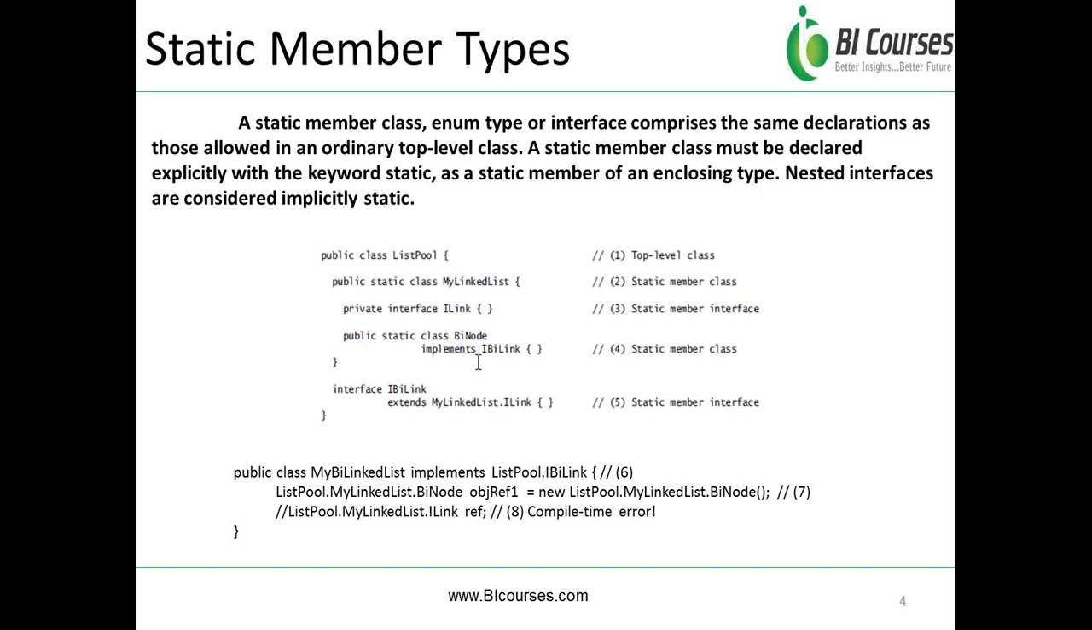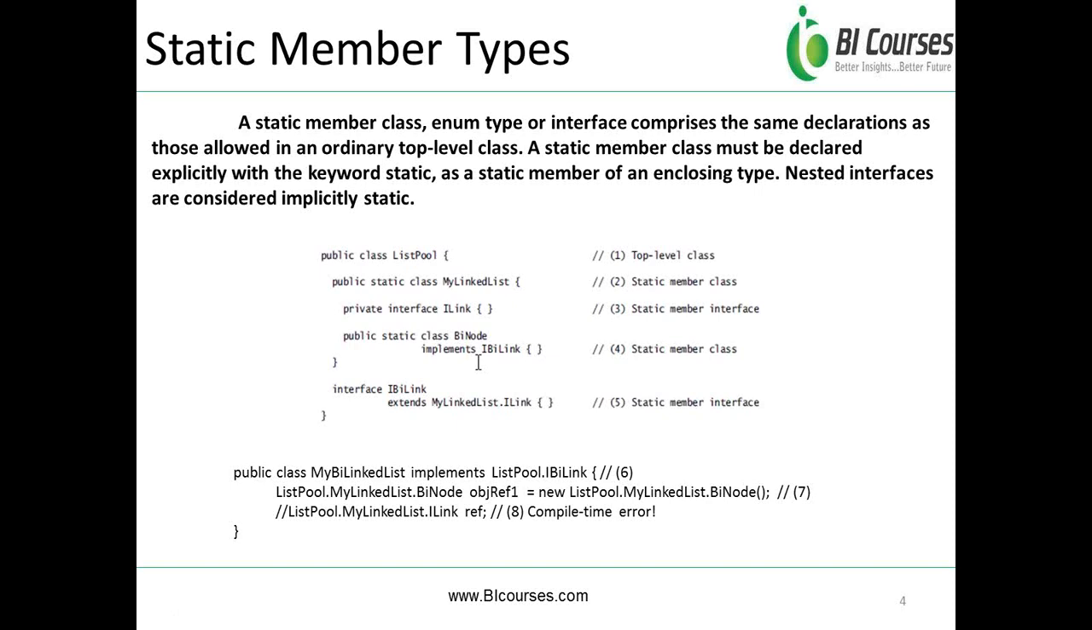If you look at this sample code snippet, public class ListPool is our top level class, and it has one static inner class, public static class MyLinkedList. Within the static member class, we define members such as this static member interface. See here, private interface ILink. This is a static interface.